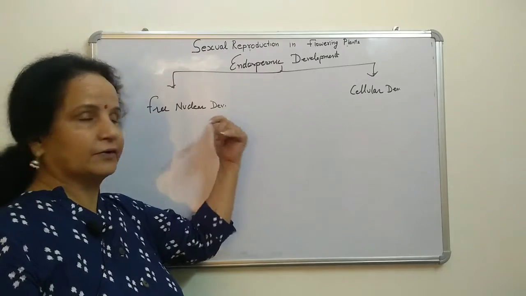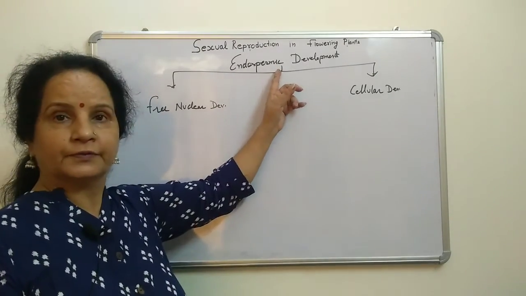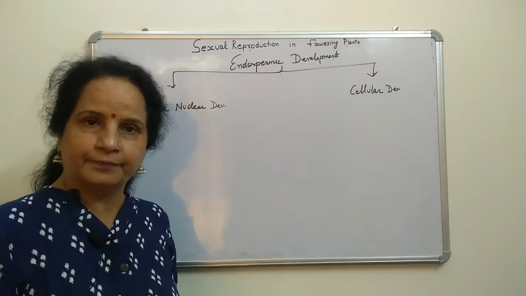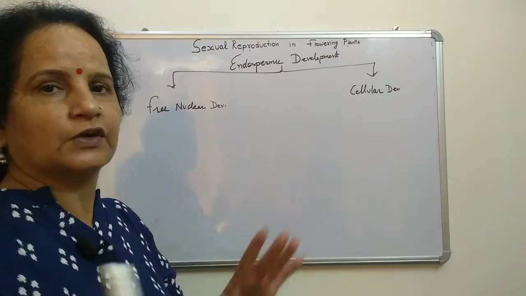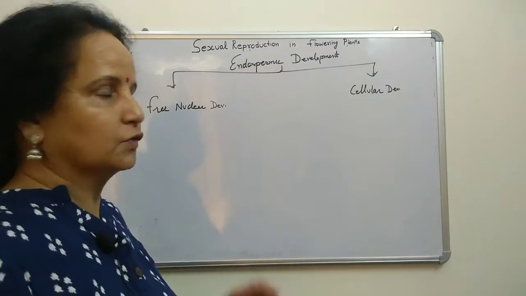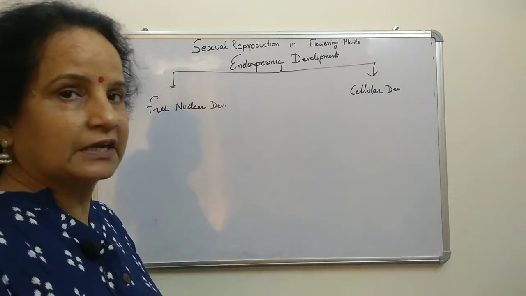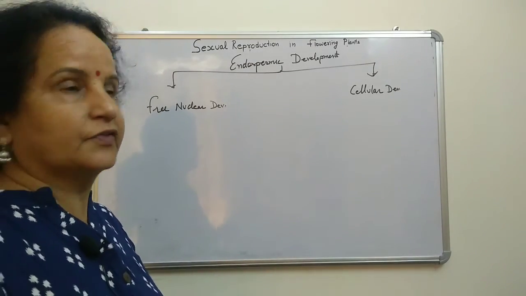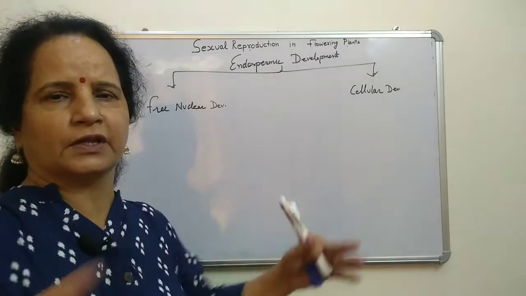Because there is no change in the chromosome number, it remains triploid. Then the nuclei multiply again and again, giving a number of nuclei without any cytokinesis, only karyokinesis. That is called free nuclear development. Starting in the free nuclear form, it is in liquid form, with a number of nuclei floating here and there.